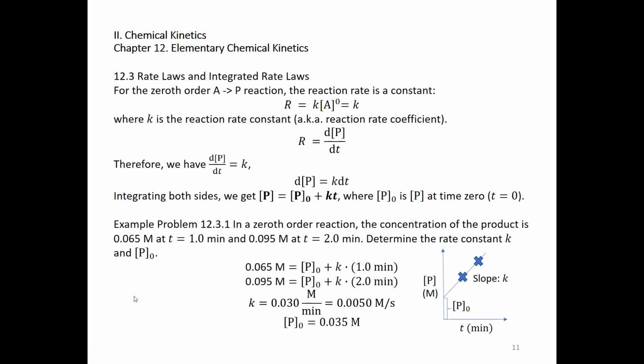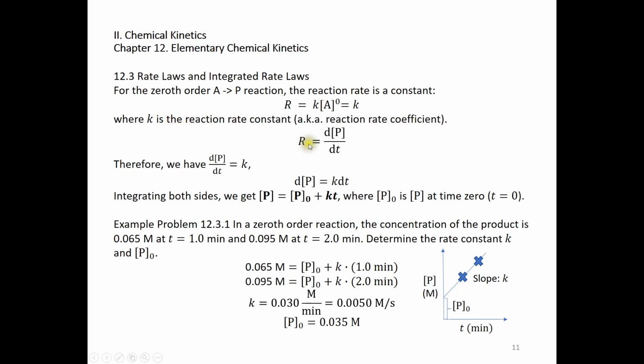Now let's examine the zeroth order, first order, and second order reactions and derive their integrated rate laws. For the zeroth order reaction from A to P, the reaction rate is constant. R is simply equal to k, or k times A to the power of 0. Either way, k is the reaction rate constant. Sometimes it's called a reaction rate coefficient because scientists feel like this k may change with temperature. So maybe coefficient is a better name for k.